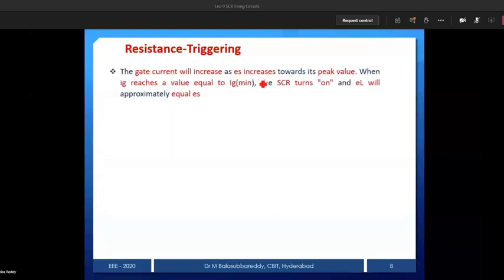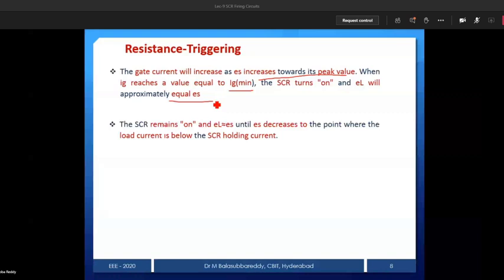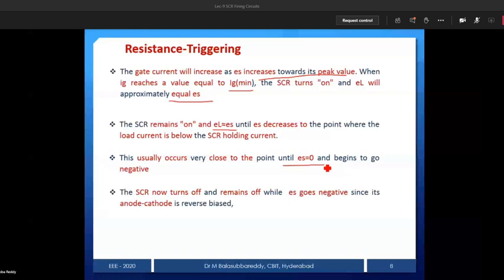So then the SCR is on, and the output voltage is the same as the source voltage. How long will it be conducting? Until the current passing through the device reaches 0 or goes below the holding current. That will occur only at ES equal to 0, that is, at pi, 2 pi, 3 pi and so on; at every such instant the current is going to be 0. Now the SCR is going to turn off once ES is equal to 0, because in the negative supply the SCR remains in the off state only, because it is reverse biased and won't conduct.